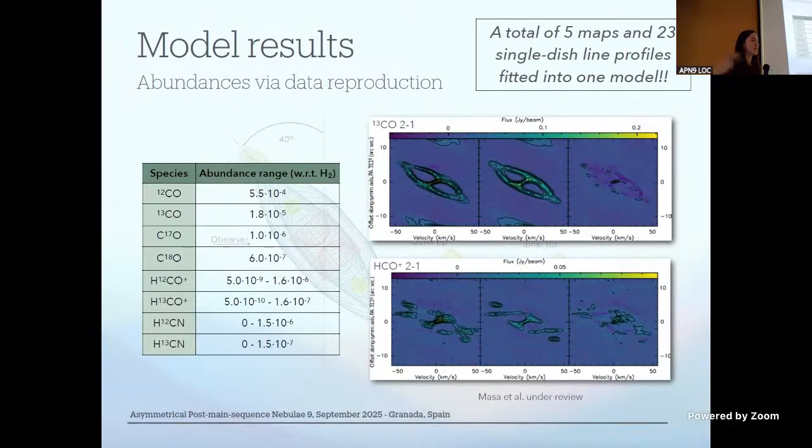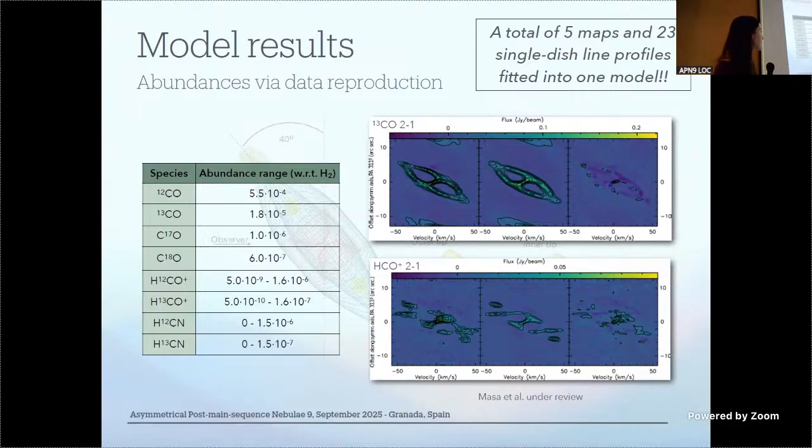After several iterations of fitting the data, we are finally able to get a value for the abundance of our observational data. We used 5 interferometric maps and 23 single dish lines, all fitted by our model, of 3 different molecules, which are CO, HCO+, and HCN, and their different isotopologues here listed.